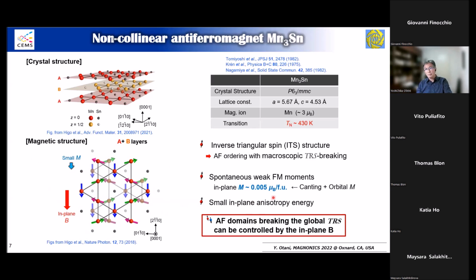This small magnetization ranges to something like 0.05 micro-Bohr magneton per formula unit. This is a canting orbital moment, with small in-plane anisotropy energy. And I'd like to emphasize that the antiferromagnetic domains, which break the global time reversal symmetry, can be controlled by the in-plane magnetic field.